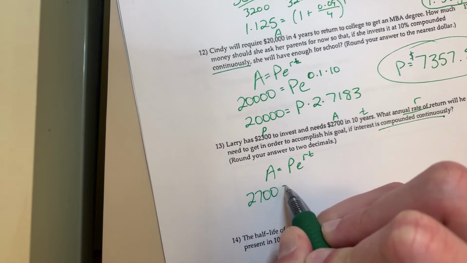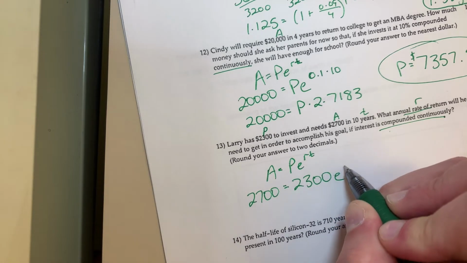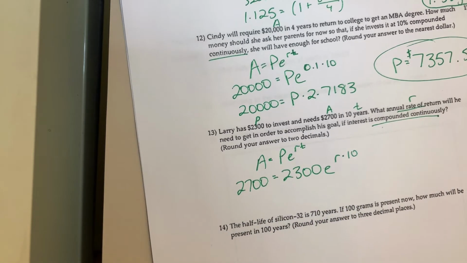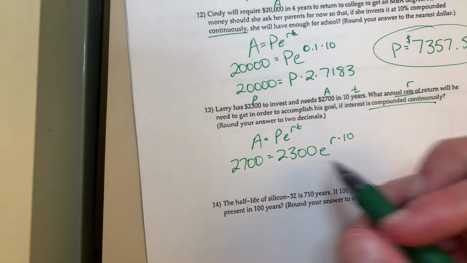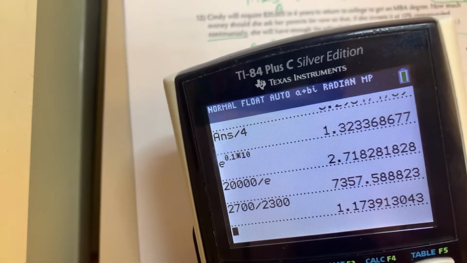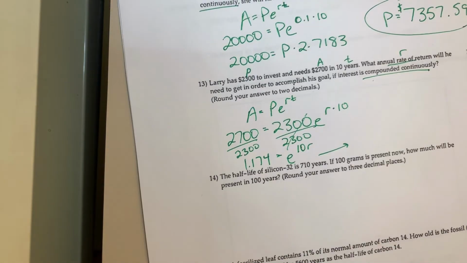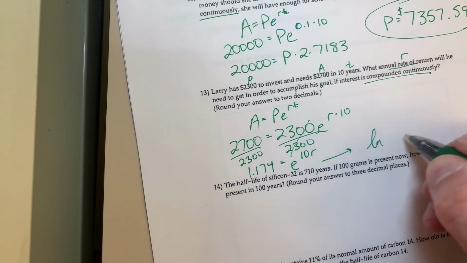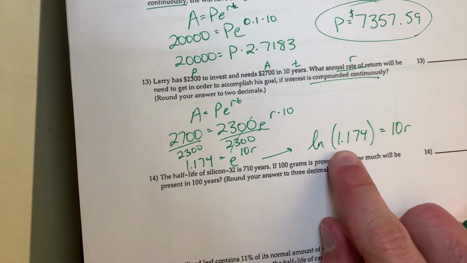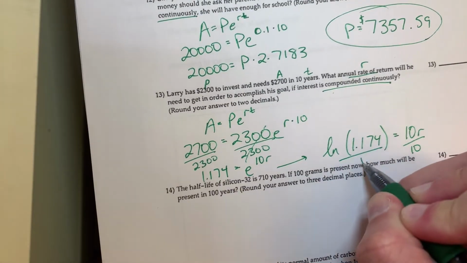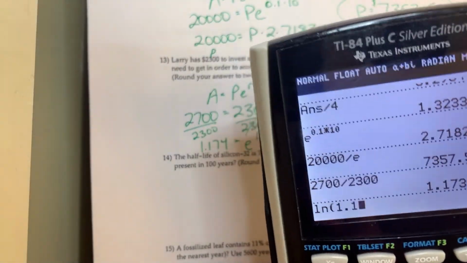PERT would be our standard equation, but again, substituting in the values. So $2,700 equals 2,300 e to the r times 10 power, right? R is our unknown amount. So again, solving this one's more like what we're used to, right? We divide by this coefficient, 2,300, it's about 1.174 e to the 10r power. And now I need to convert this to a natural log with that e base, right? So natural log of 1.174 equals 10r. So I'm going to take this natural log and divide it by 10 to get my rate, okay? So natural log of 1.174.